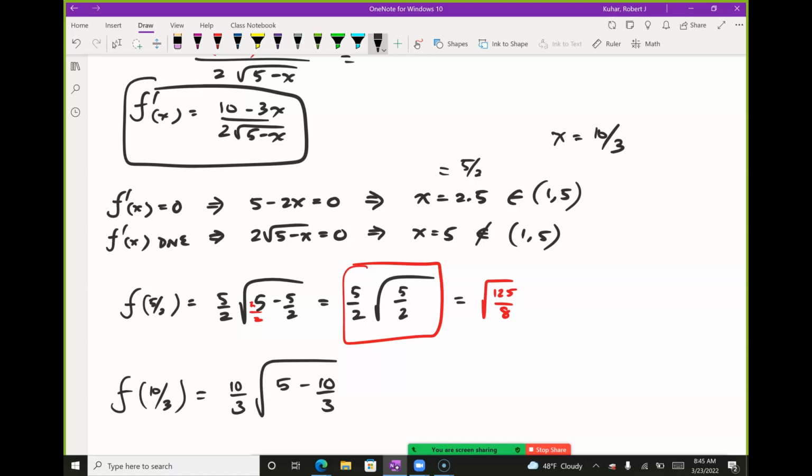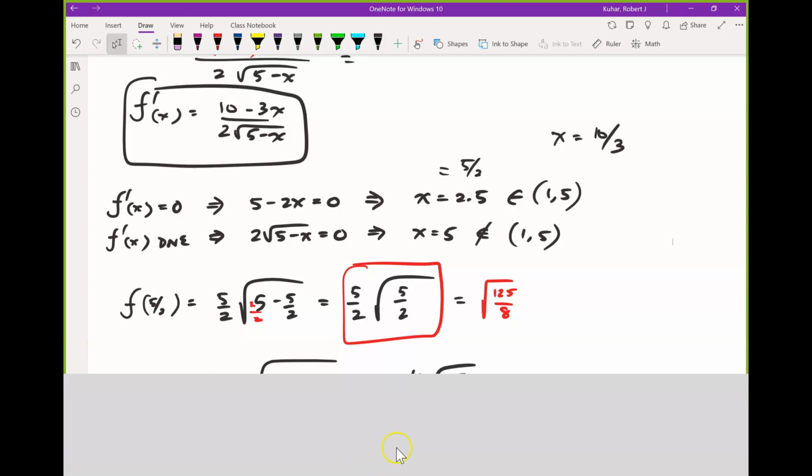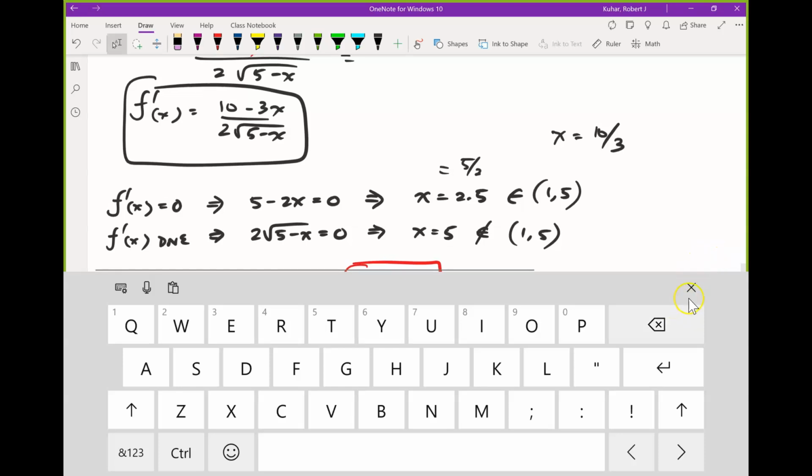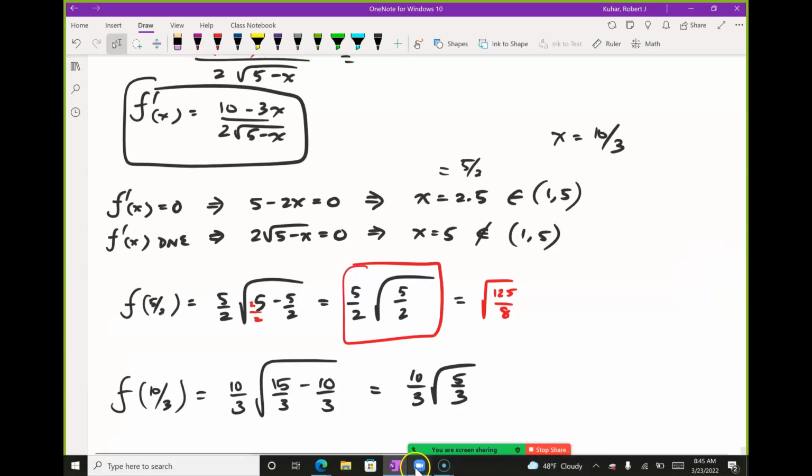So what is this? 15/3. So 10/3 times rad 5/3. Sorry about that. I was asking, did anyone get the same derivative as me? Damn it.